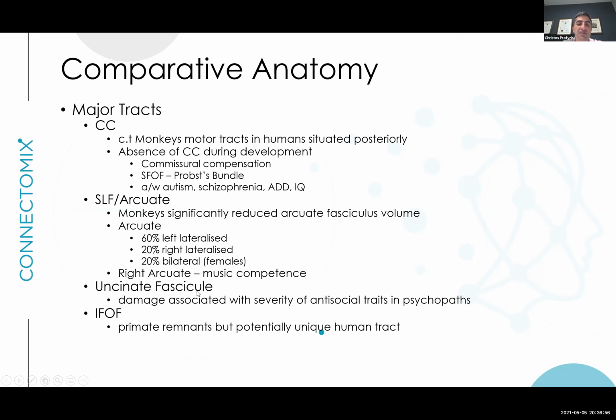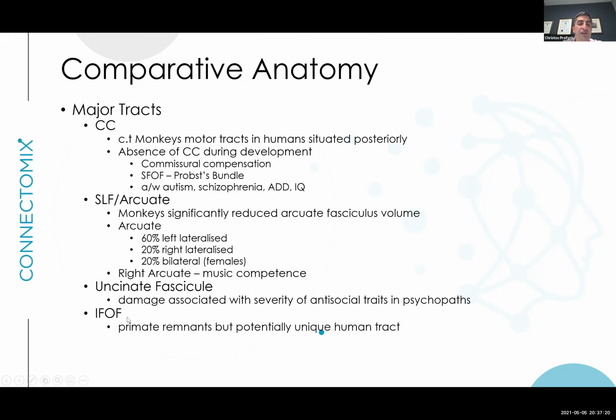And then just some interesting facts that uncinate fasciculus that we talked about connecting some of those areas in the frontal lobe, its damage is actually associated with the severity of antisocial traits in people that show psychopathic tendencies. So that connection between the frontal pole and temporal pole is very important for behavioral properties.